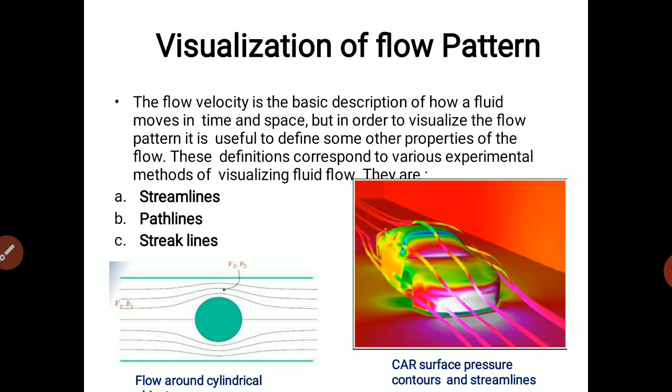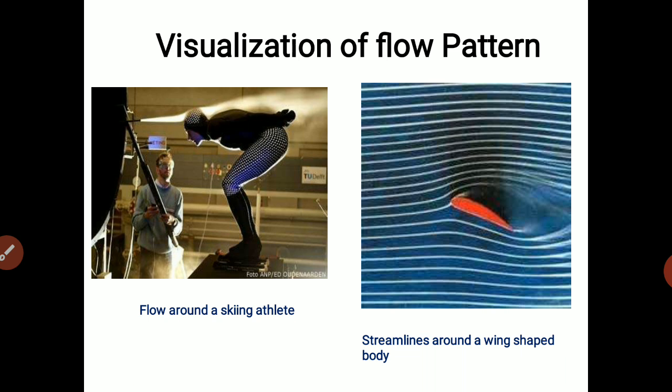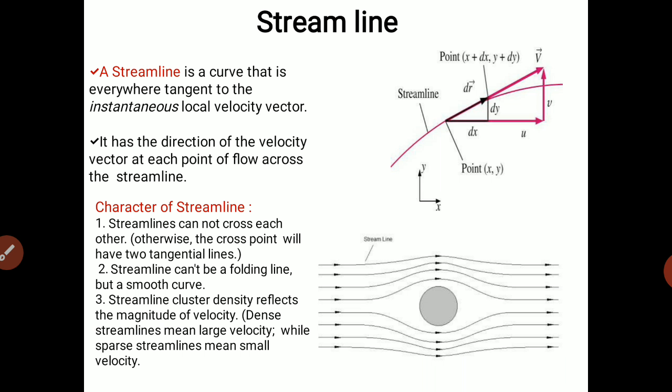This is the visualization of flow pattern. Now we have seen the types of flow and the methods to describe flow, but there are some important terms that are required for the description of flow. So there are two or three terms.